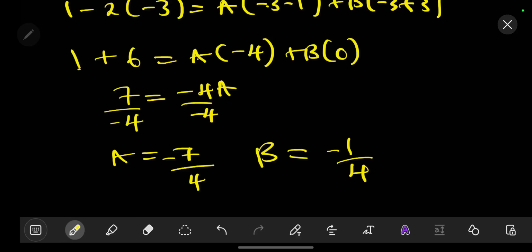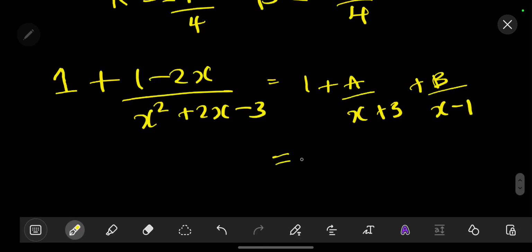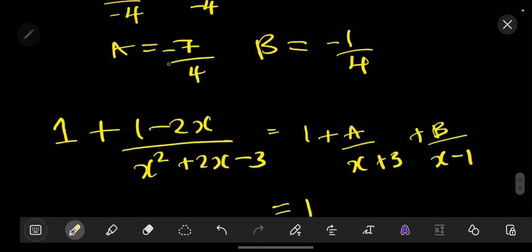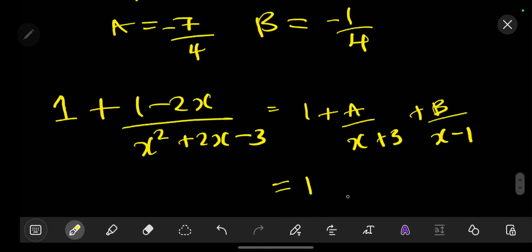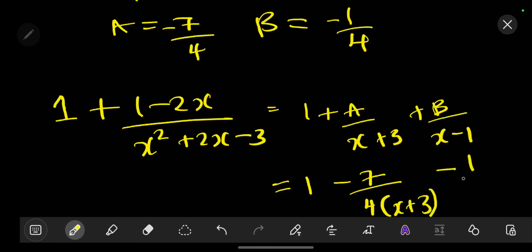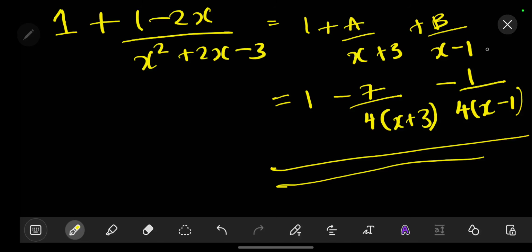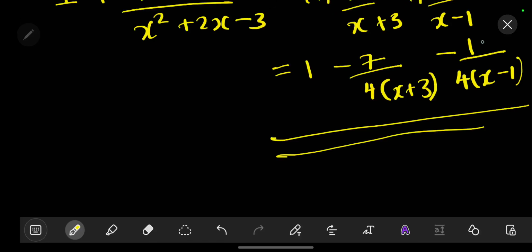Let's just now substitute. Then what we have is our a is equal to this value, so how we did the last time, we have 7, we throw the 4 on the denominator, then we have our x plus 3 like that, then we have another one, negative 1 over our 4, which is our x minus 1 like that. So this is what we have for that as our final answer.